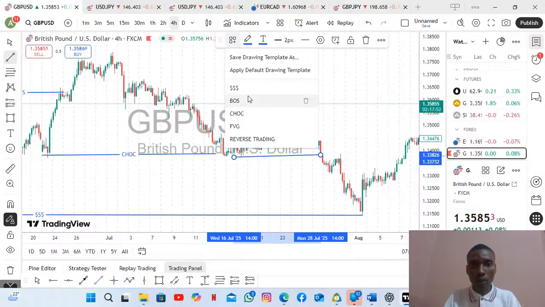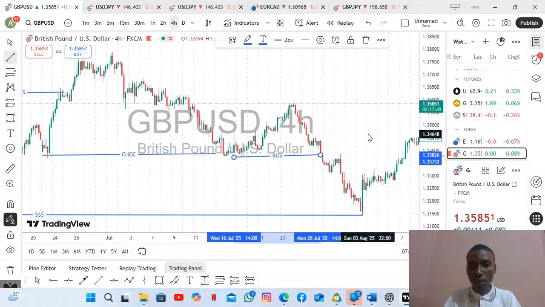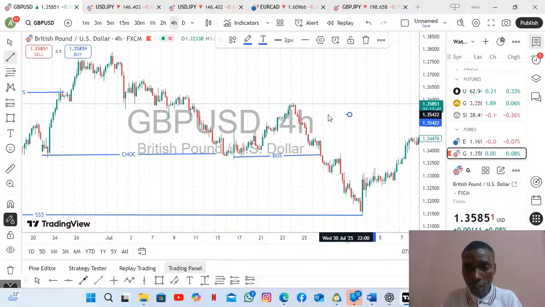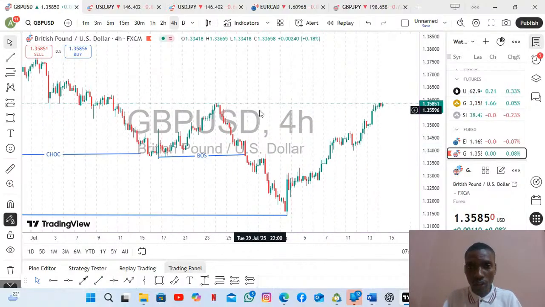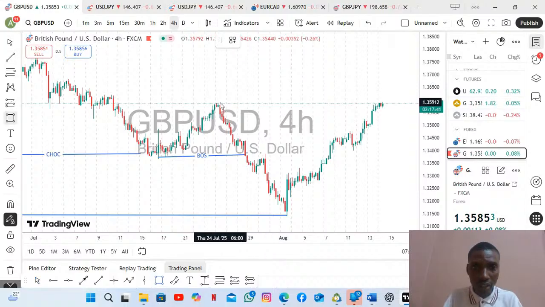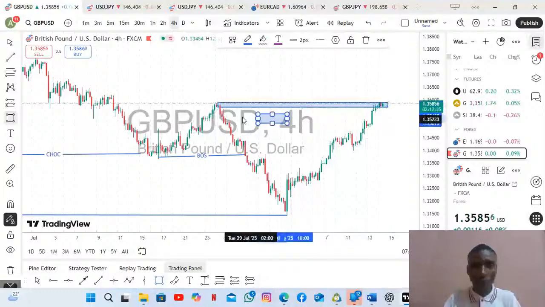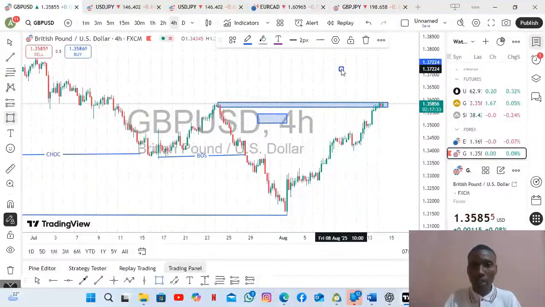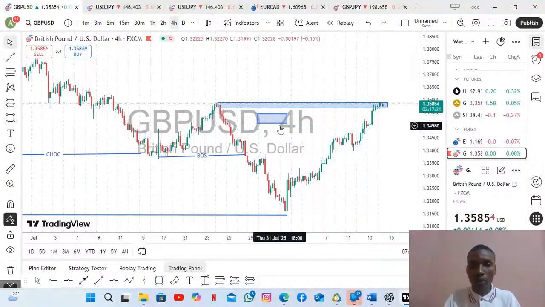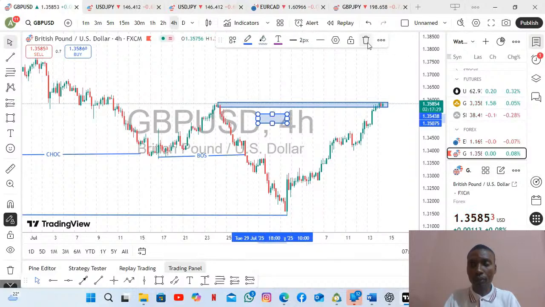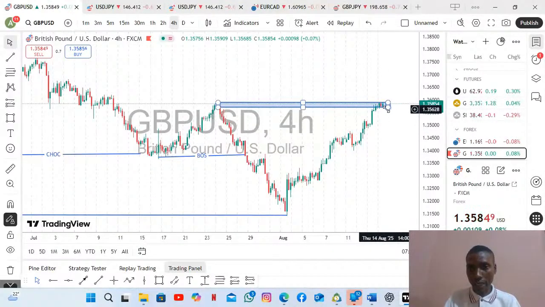There's a break of structure to the downside that has occurred. And where is the other block that caused this break of structure? The other block that caused this break of structure is this. And I believe GBP USD is presently reacting from this other block, and we expect that the market will drop down.